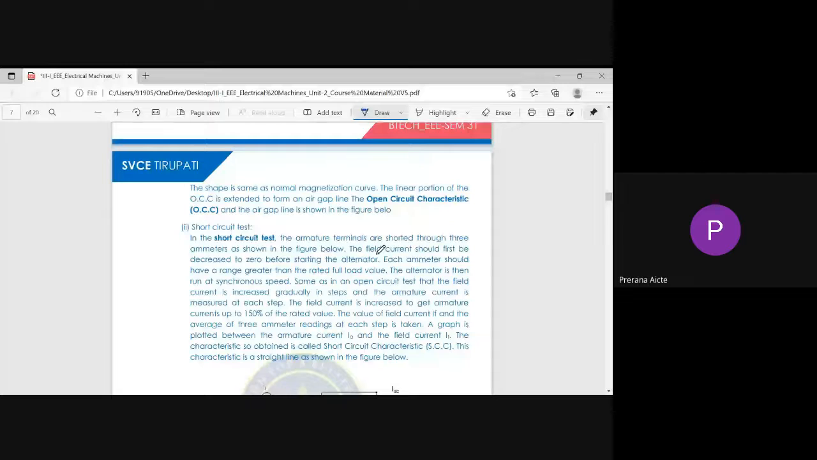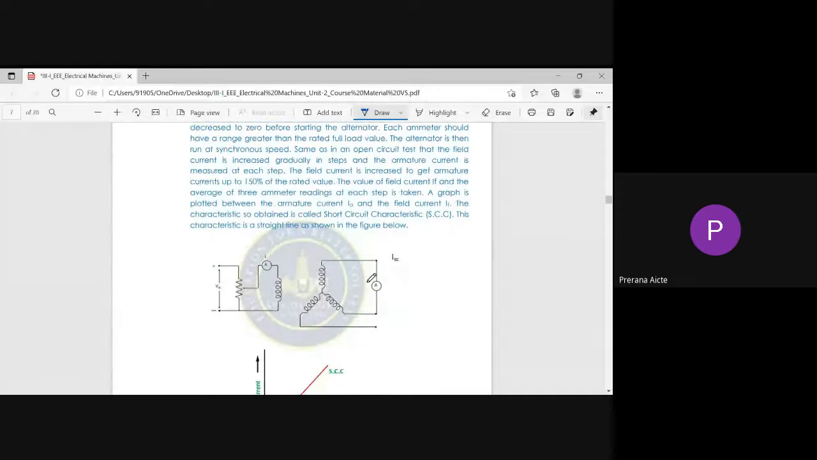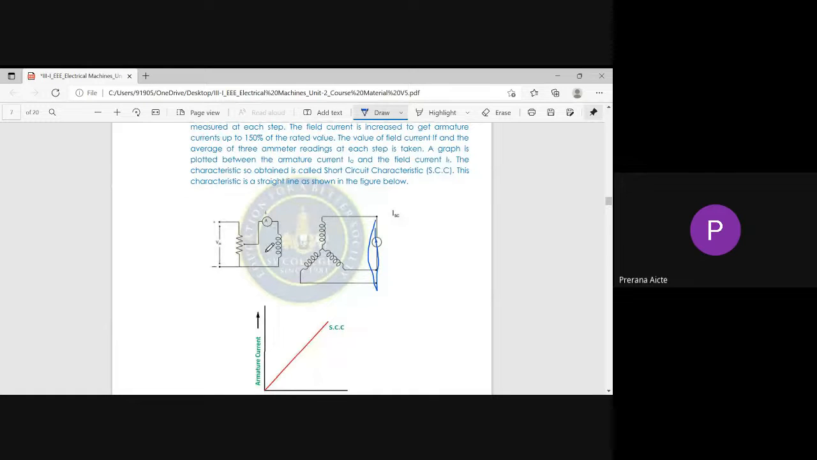Next, the short circuit test. In this test, initially we set the field current of the alternator to 0. Then we short circuit the armature terminals through an ammeter. We run the alternator at rated speed, with the field current set to 0, and short circuit the armature terminals using the ammeter.